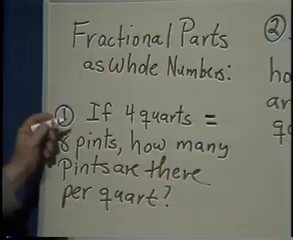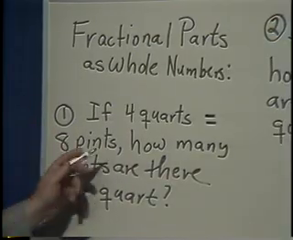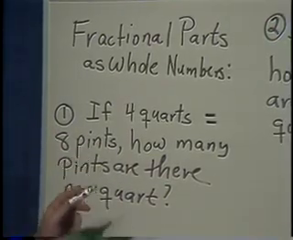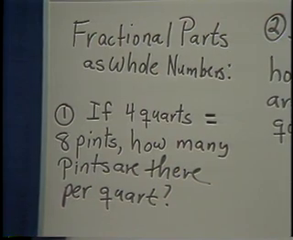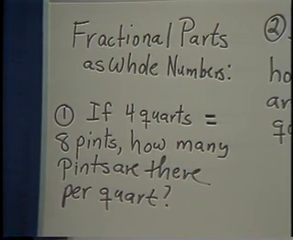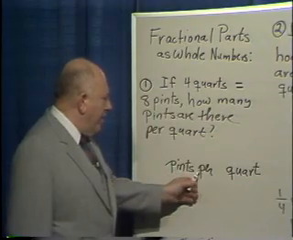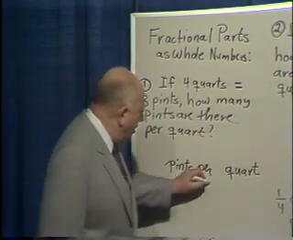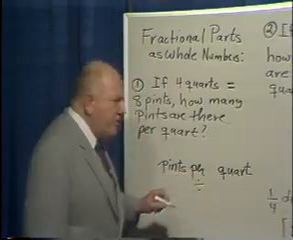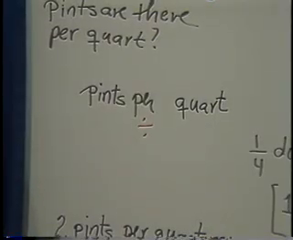Problem number 1 says, if 4 quarts equal 8 pints, how many pints are there per quart? Now remember, per quart means divided by quarts. See, per means divided by. We want to know how many pints are there per quart. So what we do is we imagine a division symbol replacing the word per.